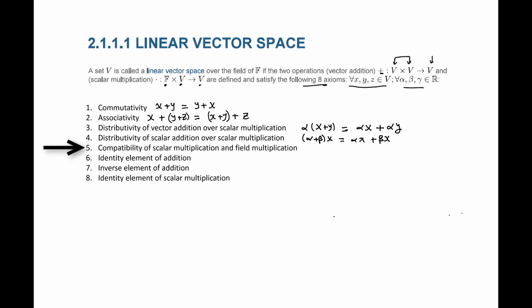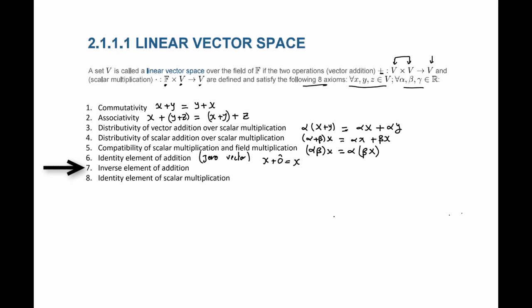The next is the compatibility of scalar multiplication and field multiplication. So if I multiply the scalars alpha and beta by the vector x, it's the same as if I multiply the scalar alpha by the vector beta x. The identity element of addition is the zero vector. So any linear vector space has a zero vector such that x plus the zero vector is equal to x.